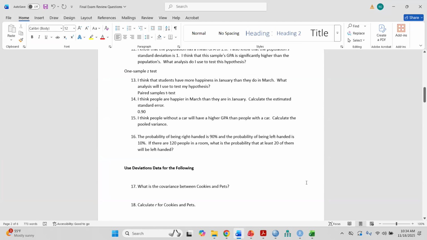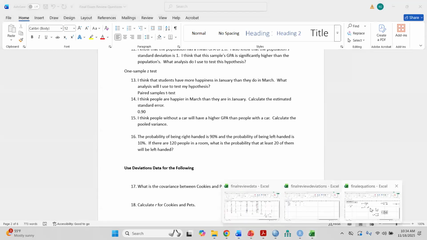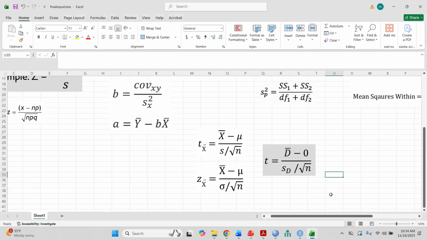Okay. I think that people without a car will have a higher GPA than people with a car. Calculate pooled variance. All right, well, what are we talking about here? People without a car versus people with a car. Those are two separate groups of people. Comparing in terms of GPA, that's an independent samples t-test. We're going to calculate the pooled variance. So let's go find where that is.